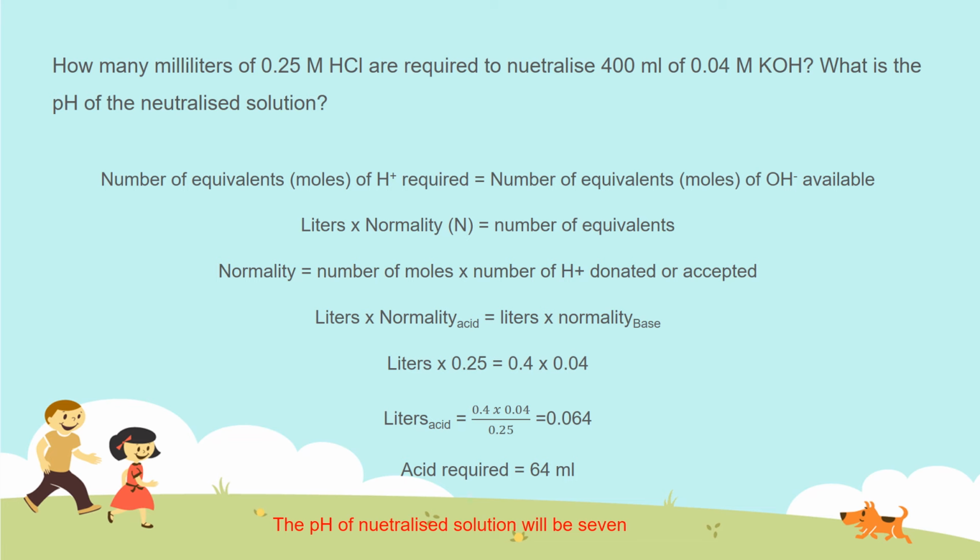So the number of equivalents is equal to volume times normality. Here the volume will always be in liters. What is normality? That is the number of moles times the number of hydrogen ions donated by the acid or accepted by the base. Liters times normality of acid is equal to liters times normality of base. So here 64 ml of 0.25 molar hydrochloric acid are required to neutralize 400 ml of 0.04 molar potassium hydroxide.